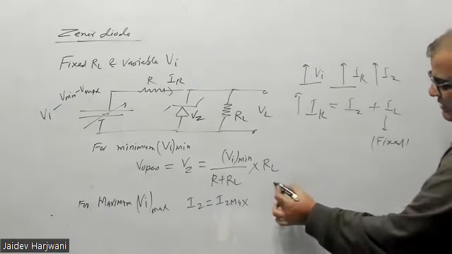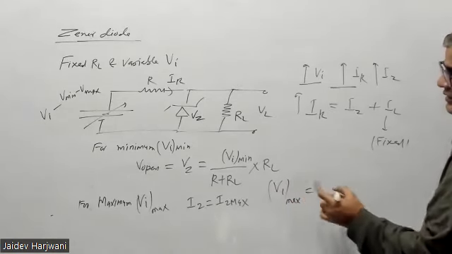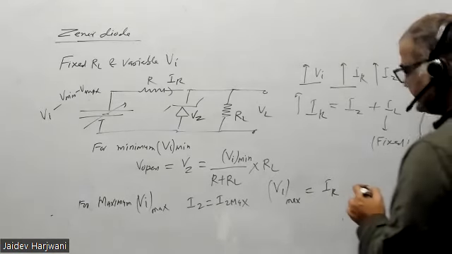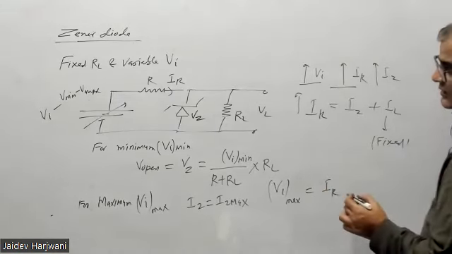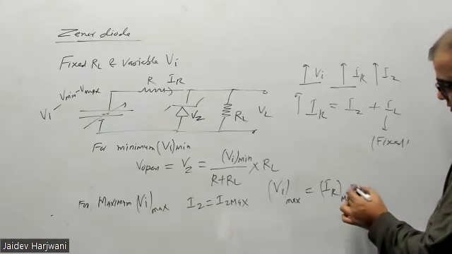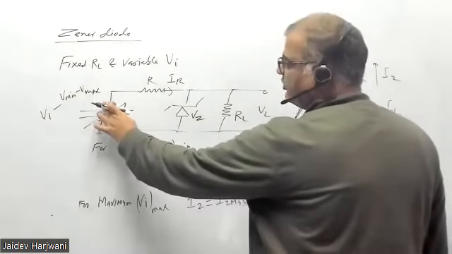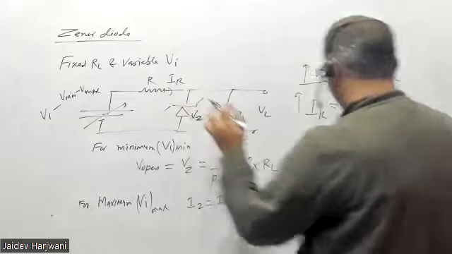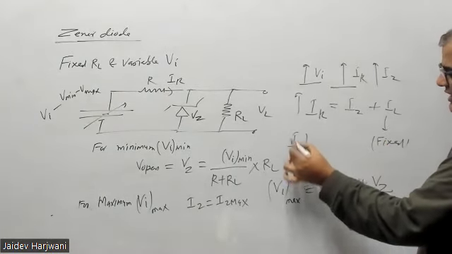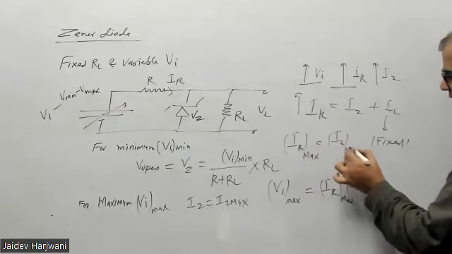So your V input max will be IR max into R plus VZ. If IZ max becomes higher, this will also become IR max. So IR max will be IZ max.